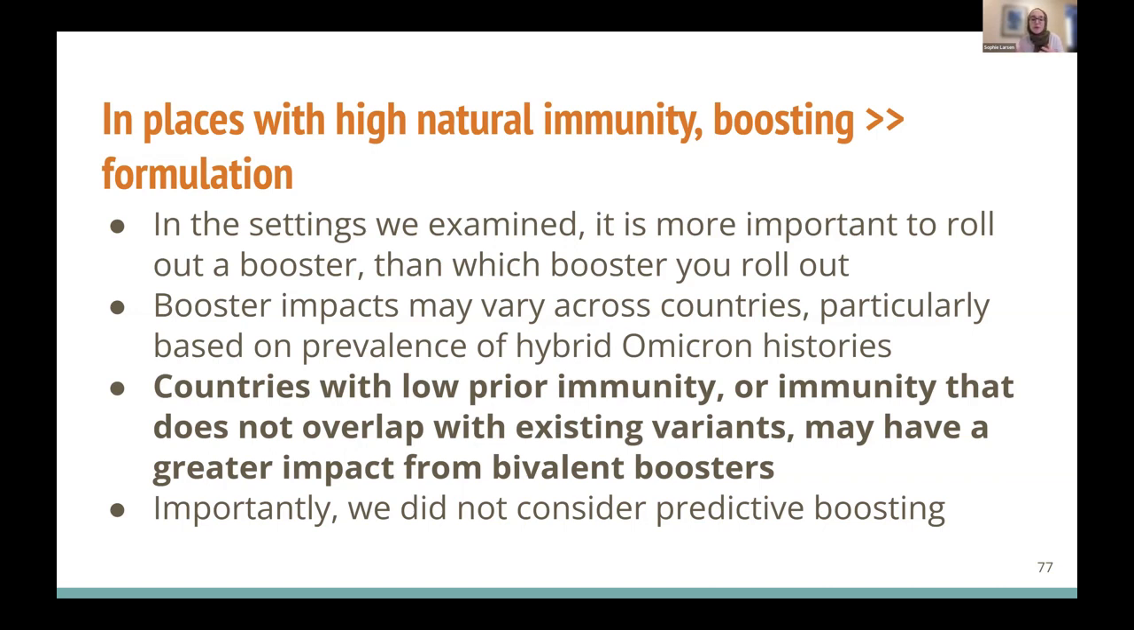And then importantly here, we didn't consider predictive boosting. This is something that's done for flu. And when we see this poor performance of the Omicron monovalent, and we look at populations that have seen this already don't seem to do well with this booster, this suggests to me that maybe predictive boosting is the next step with COVID-19. We really need to be looking forward to new variants rather than trying to boost with what we've seen already in the past.